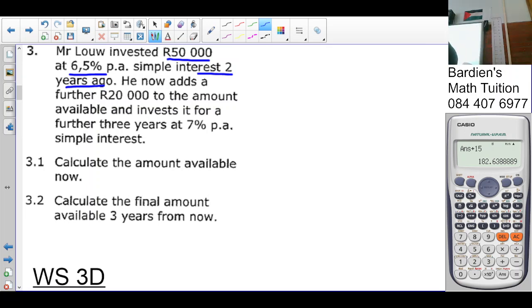Right. So people, this part blue. So I must first work out the interest. Okay. So it's going to be the simple interest, going to be P times R times N over 100.